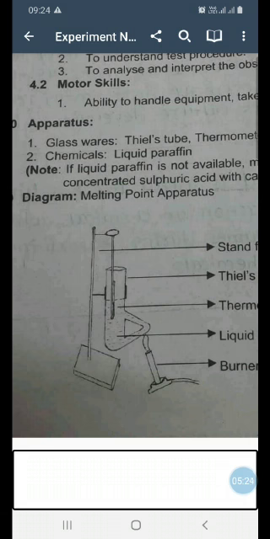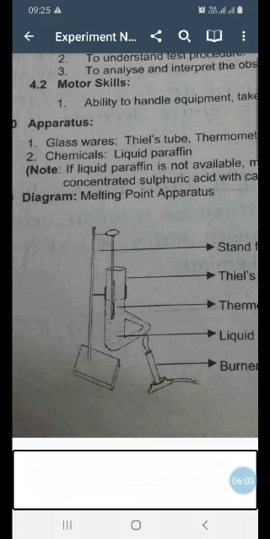Like, for example, liquid paraffin is a clear, transparent, colorless liquid, so that you can see inside, because the Thiel's tube is made of glass, and this liquid paraffin is also transparent, so that you can easily see inside the liquid paraffin what is happening with our compound when it is getting melted and so on. Second thing, liquid paraffin has a very high boiling point, around 360 degrees or so.